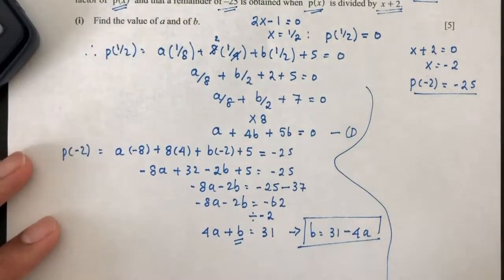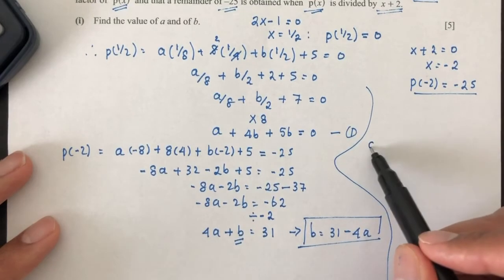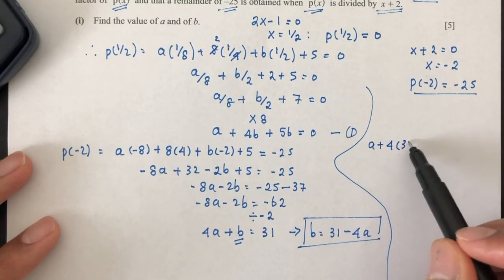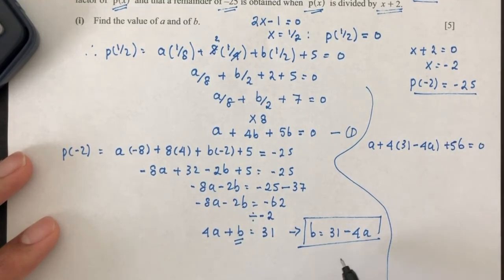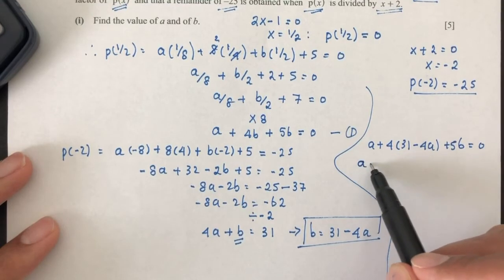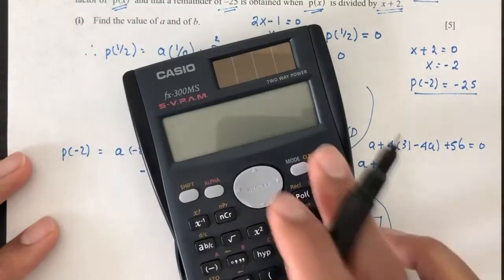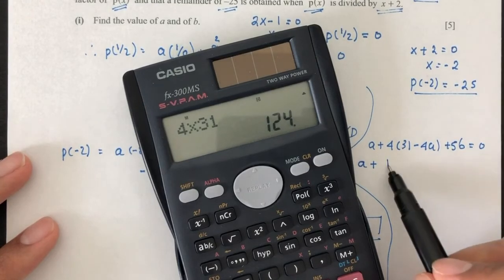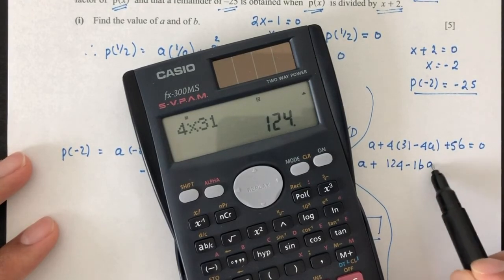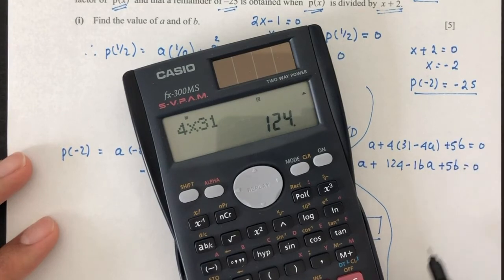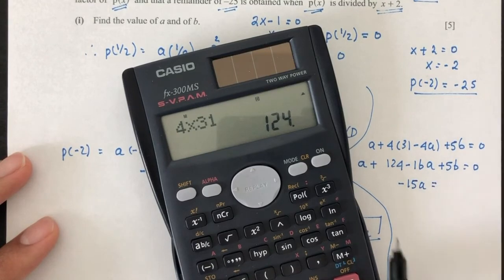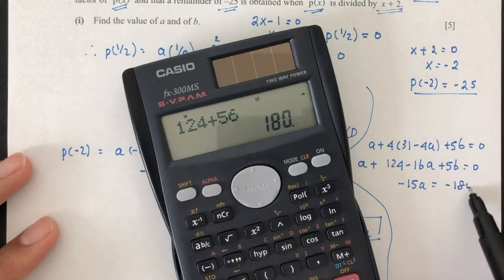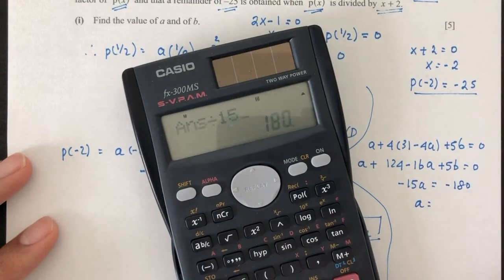So here what's going to happen is we replace b in this equation. We have a plus 4 times b, which is 31 minus 4a, plus 56 equal to 0. That will be a plus, so what is 4 times 31? 124 minus 16a plus 56 equal to 0. So a minus 16a will be minus 15a equal to 124 plus 56, 180 over here. So a will be divided by 15, that will be 12.